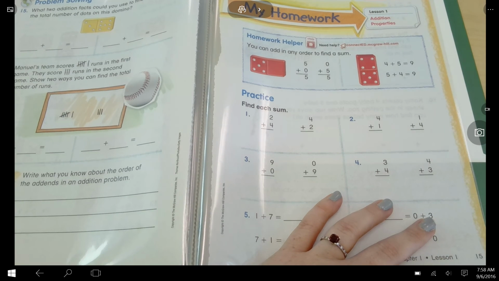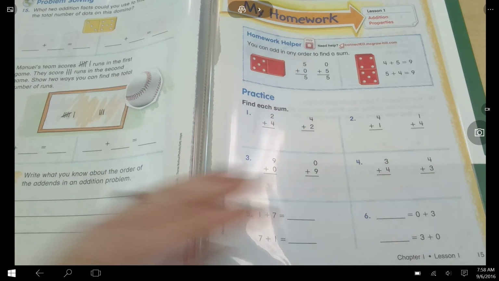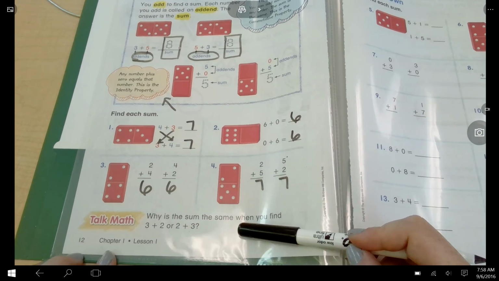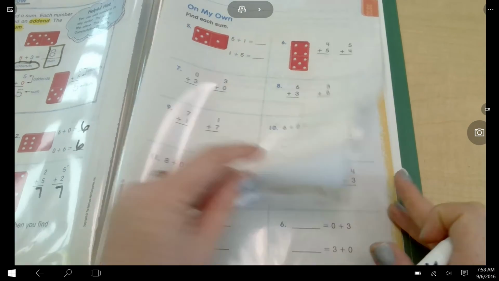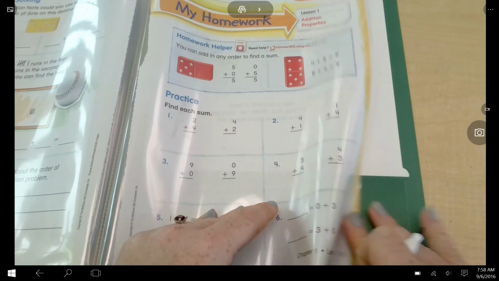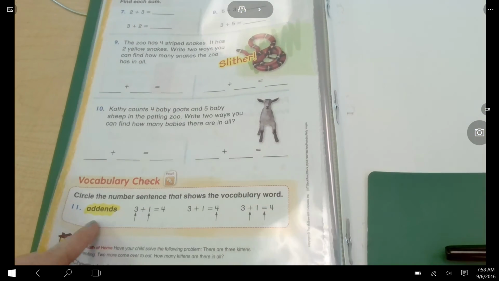All right, that is the end of this lesson. Remember, when you come to teacher time, my teacher lesson, you're going to have this answer ready for Miss Helmick. If you have any questions during the on my own page or the homework page, bring those questions with you and we can talk about it at that time.